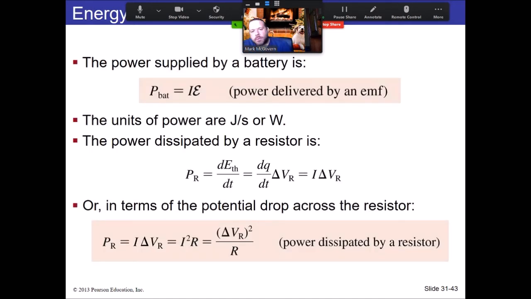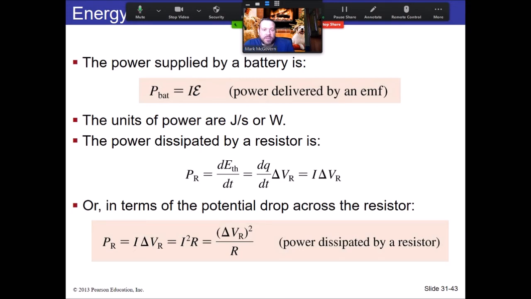Now, one thing that is of great interest to us is that a big part of circuits is, we talked about current, that was related to potential difference, which means there's energy involved. So that means we can talk about power, how the energy is delivered. Remember, power is energy per time. So if we want to talk about the power that is supplied by the battery, that is going to be given by I times delta V of the battery, which we just call E.